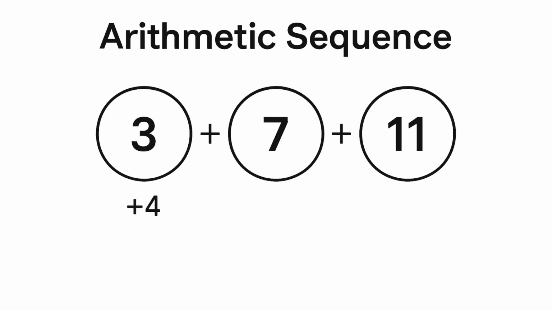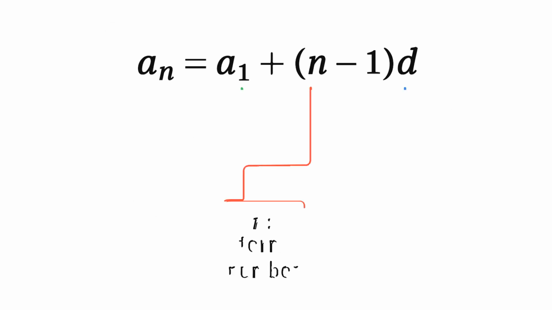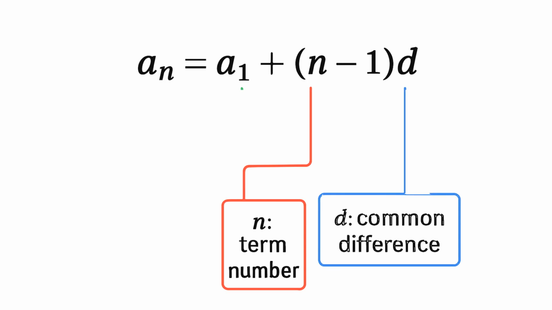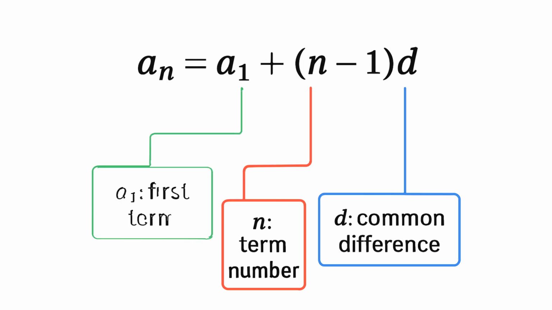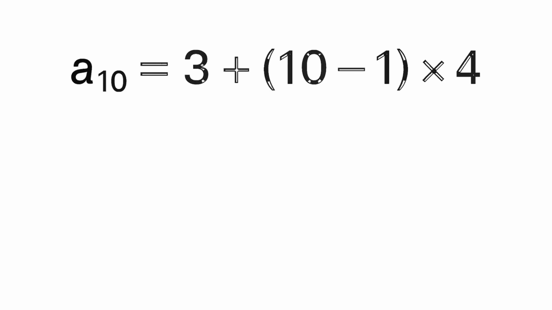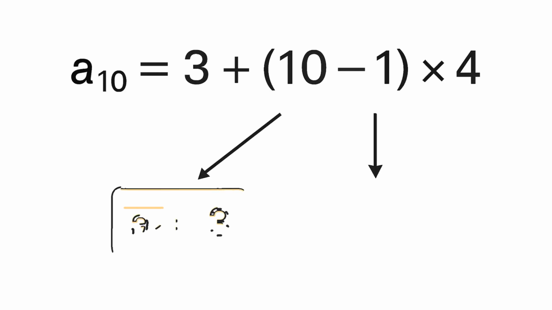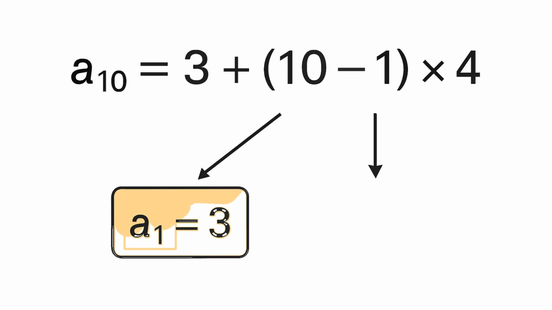In an arithmetic sequence, the nth term is given by the formula a_n equals a_1 plus (n minus 1) times d. Here, a_1 is the first term, n is the term number, and d is the common difference. Using our example, a_1 is 3 and d is 4. Let's find the 10th term.